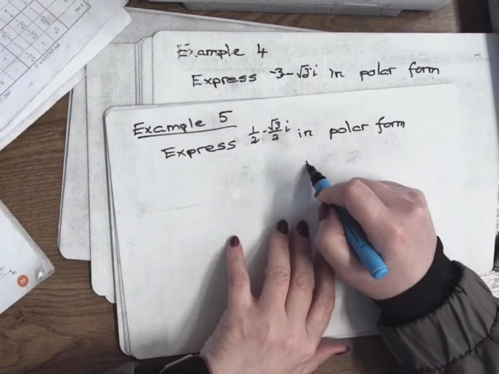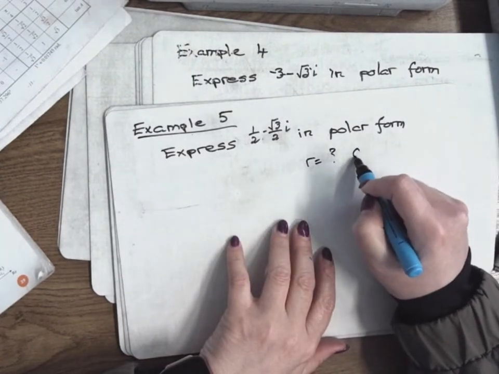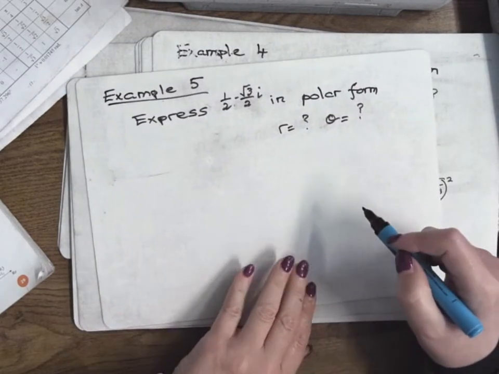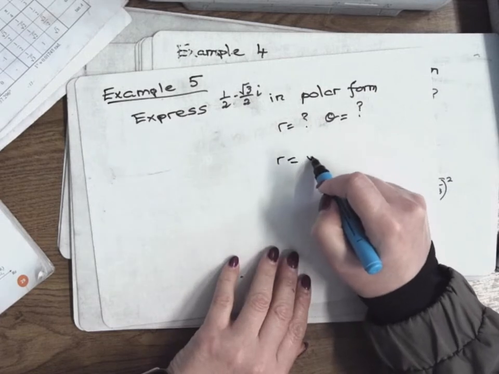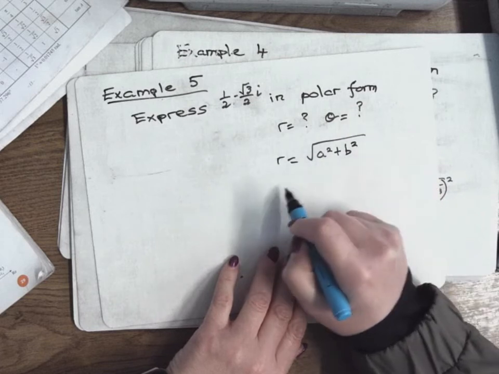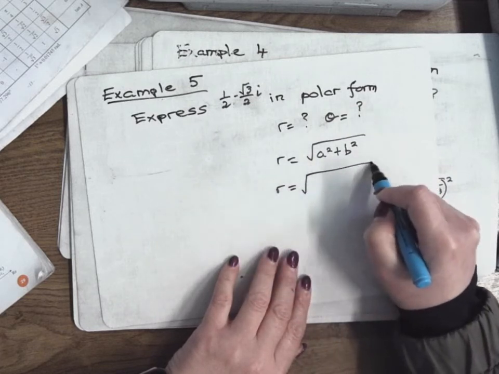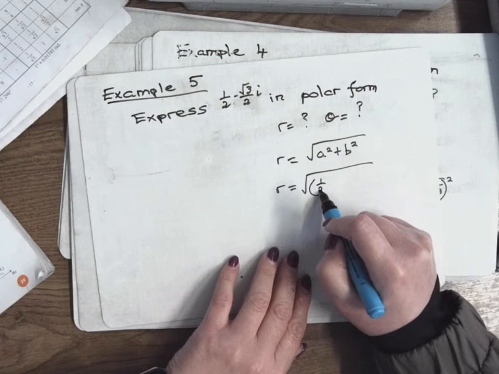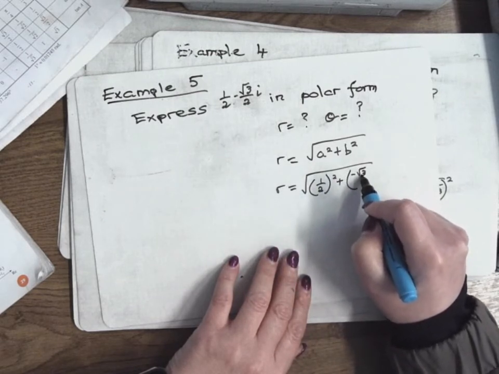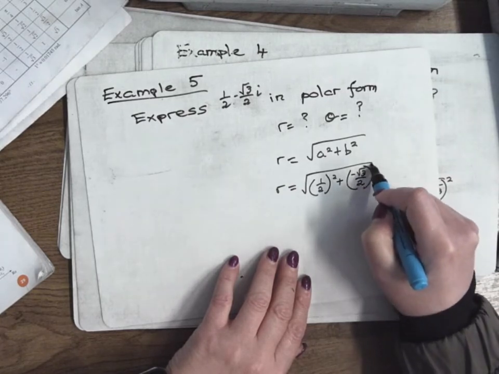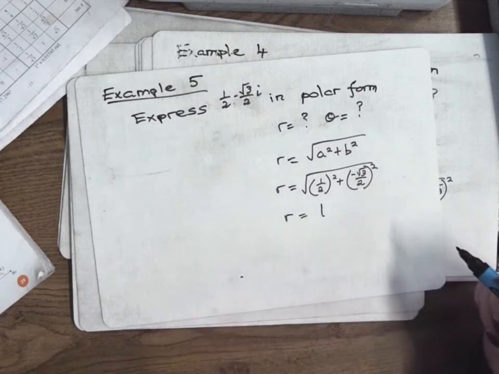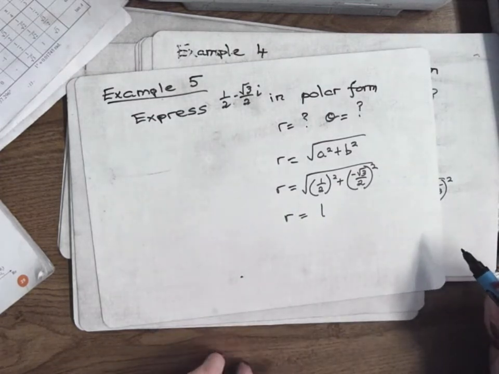Okay, so I need to get the modulus and I need to get the argument to put it in polar form. The modulus is fine. It's the square root of a squared plus b squared. So r is equal to the square root of a half squared plus minus √3 over 2 squared, and I think that turns out to be 1. It's a quarter plus 3/4, yeah, 1. Square root of 1 is 1. So the modulus turns out to be 1.